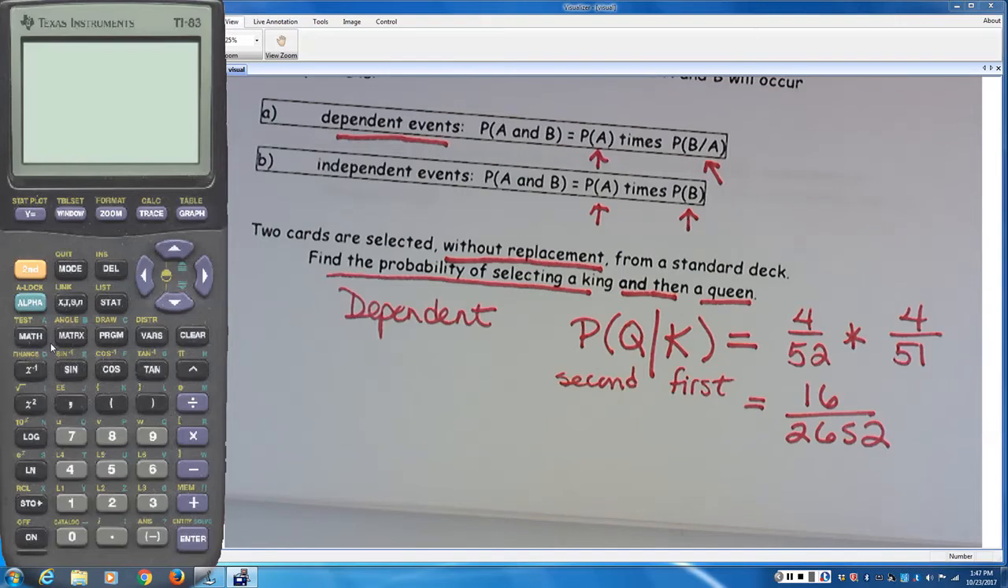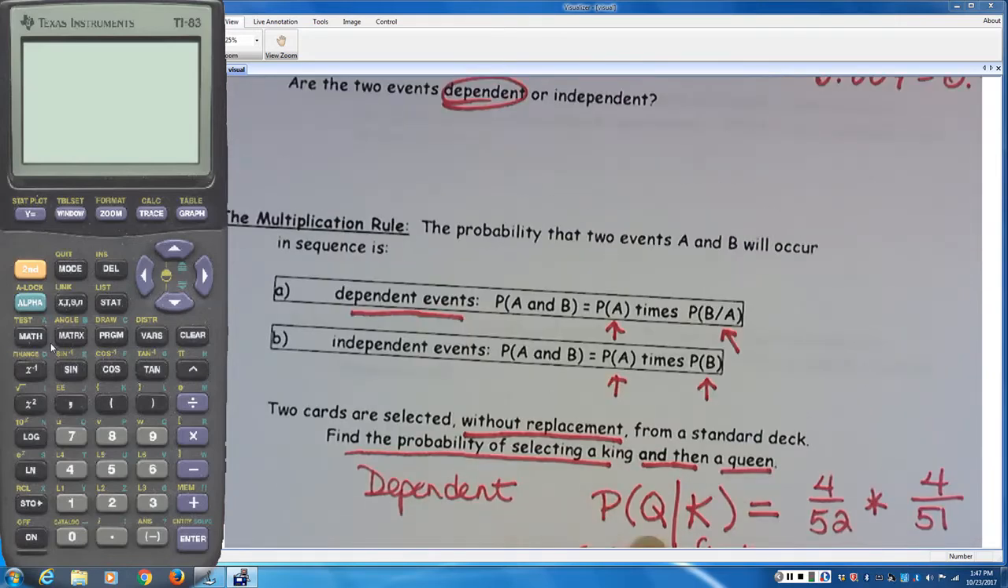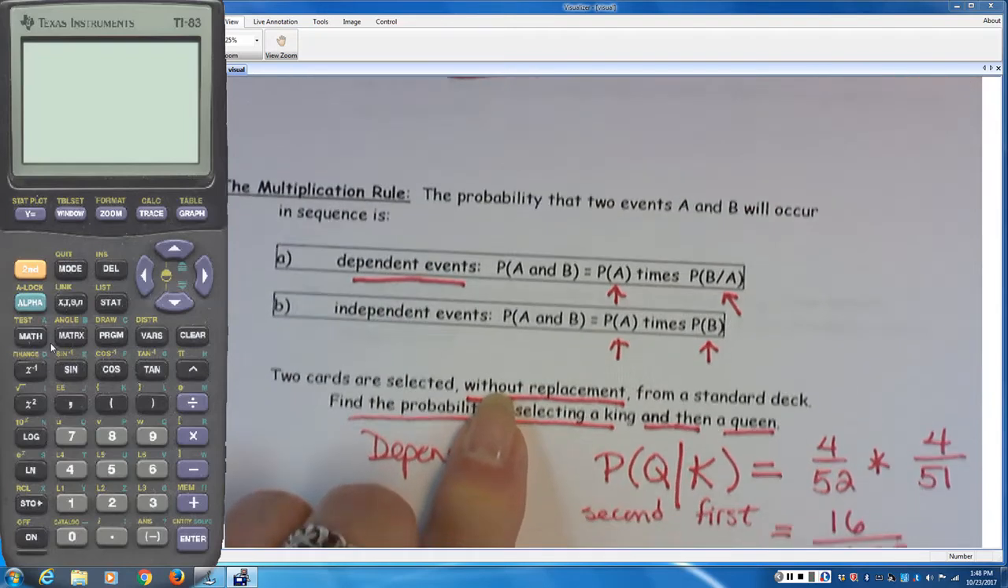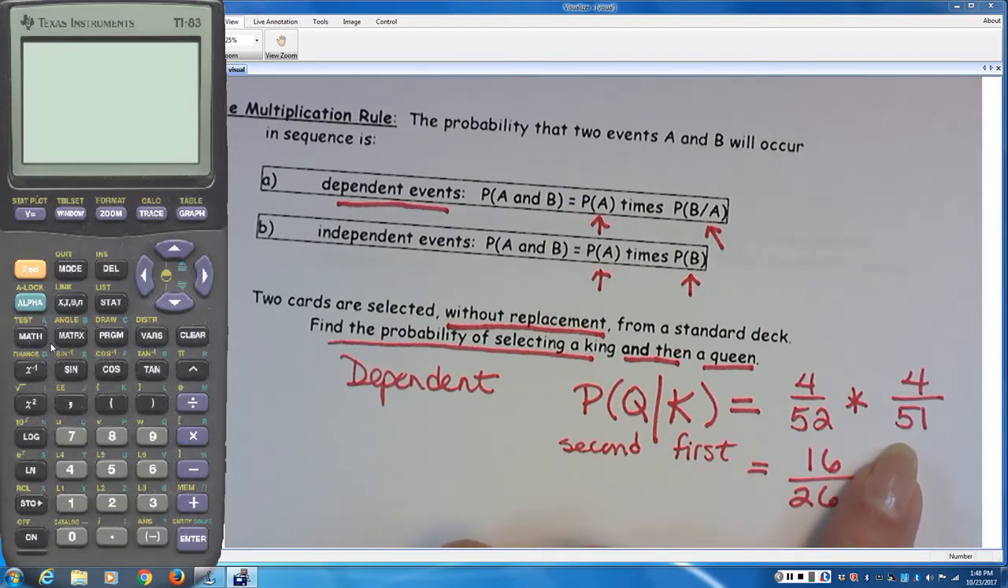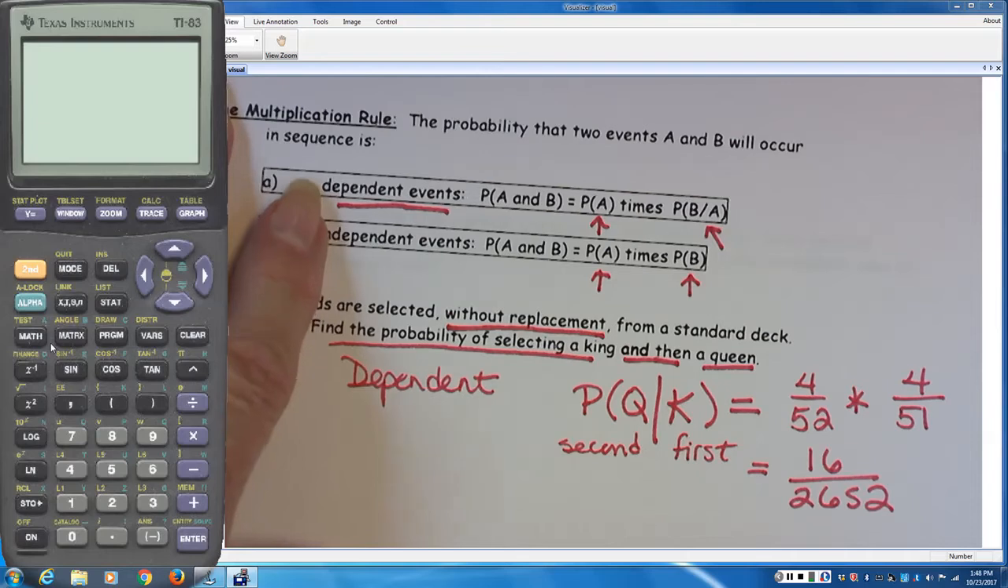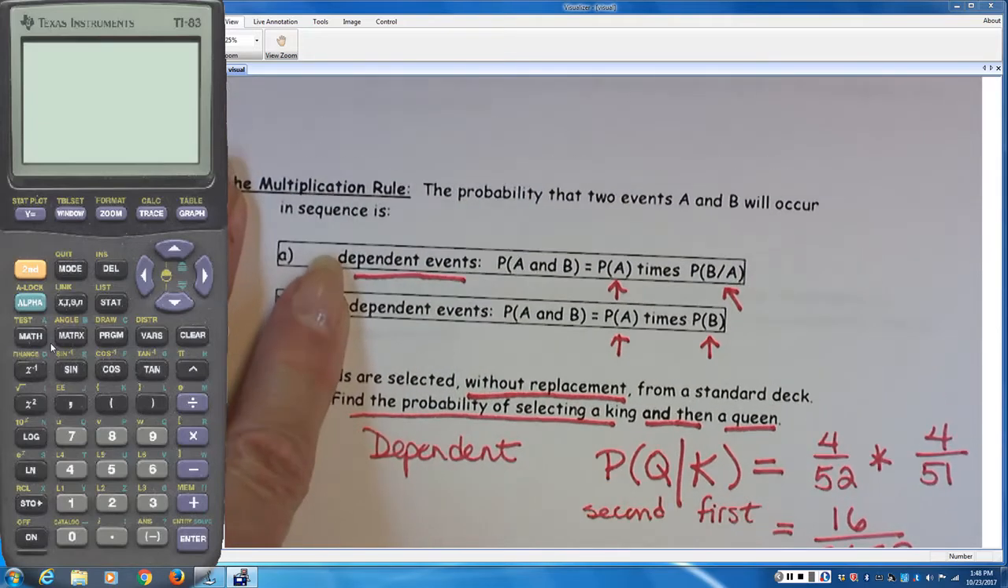If I had with replacement, it would have been 4 out of 52 times 4 out of 52, because that means you put the king back, you still have 52 cards. Okay? Anybody else have questions? Okay.